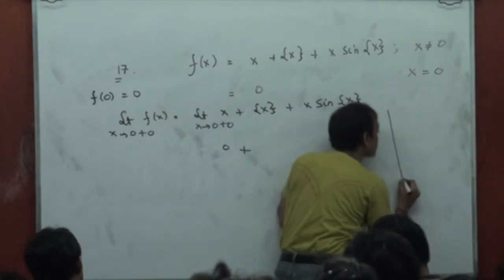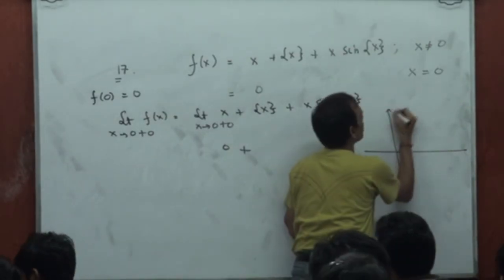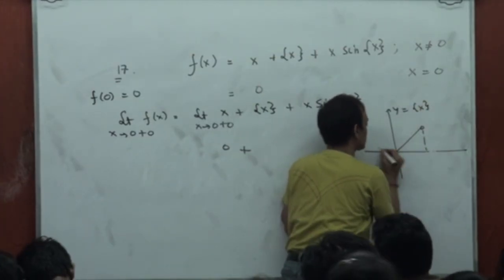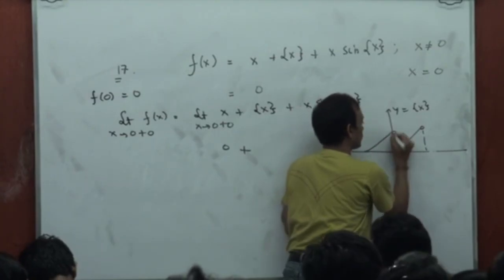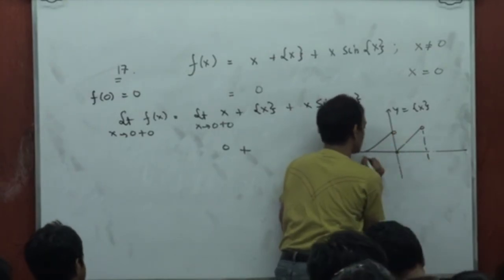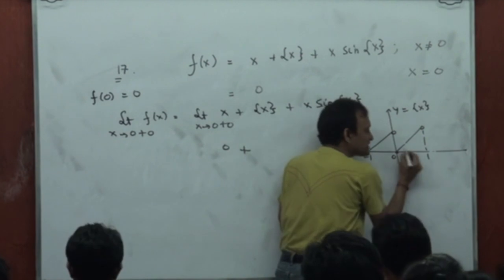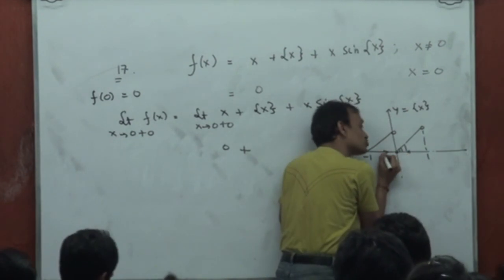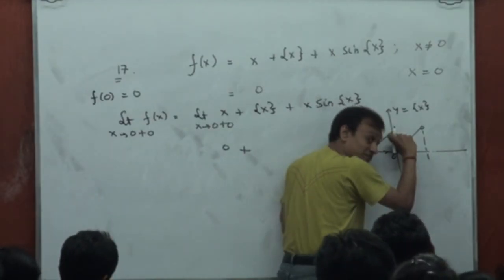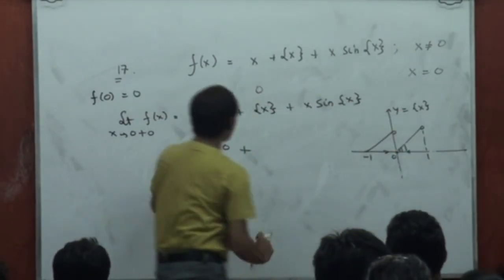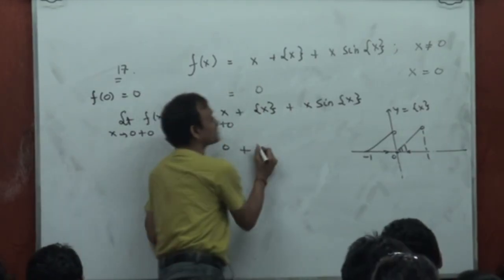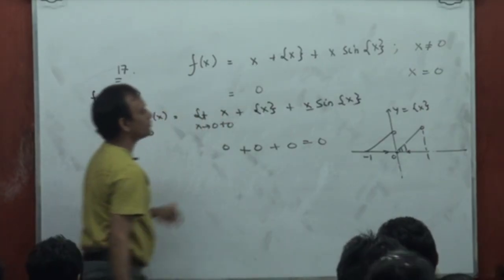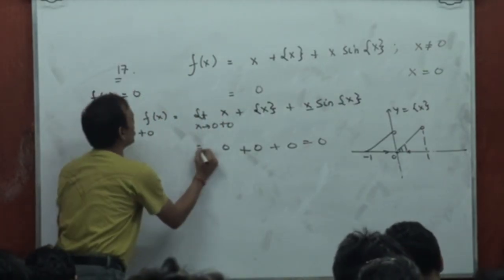What's the graph of fractional part of x? The graph of fractional part of x is like this. As x tends to 0 from the greater than 0 side, realize that the fractional part of x tends to 0, but as x tends to 0 from the less than 0 side, fractional part of x tends to 1, right? So as x tends to 0 from the greater than 0 side, fractional part of x will tend to 0, and this anyways will tend to 0. This will be 0.